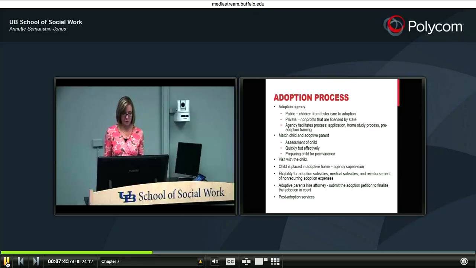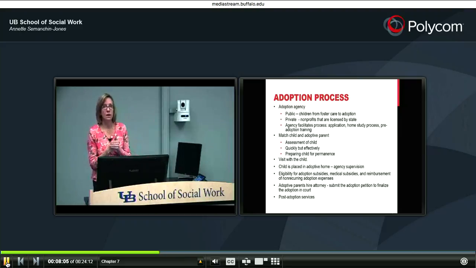So what is the adoption process? Again, we have public adoptions and private adoptions. Public, children coming from the foster care. Private are nonprofits that are licensed by the state. In either of those cases, the agency facilitates the process.